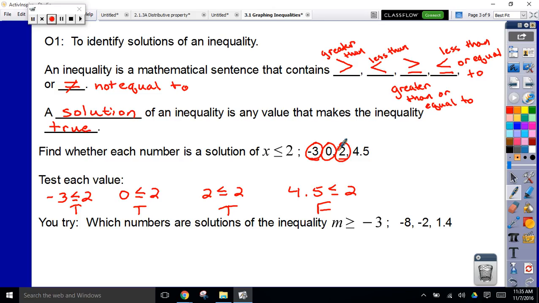It would be false, right? Negative 8 is not a solution because negative 8 is not greater than negative 3. So let's just go ahead and cross that one out.